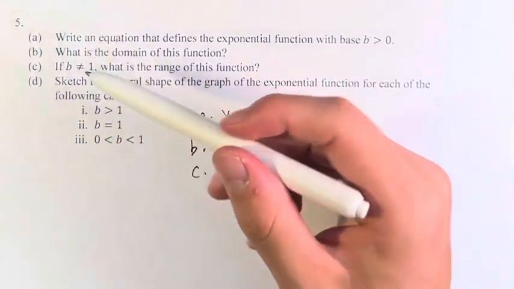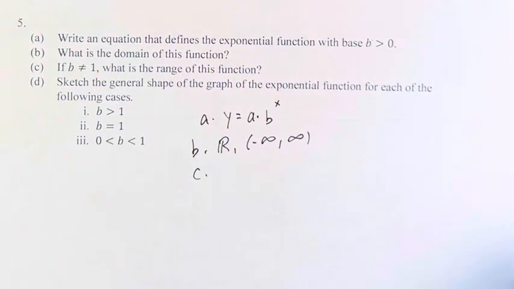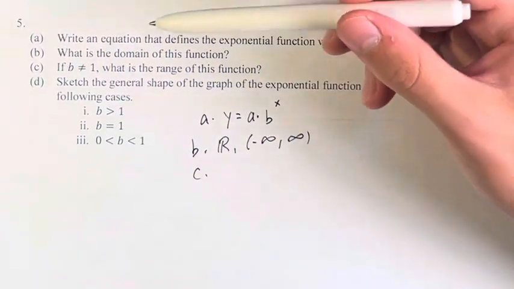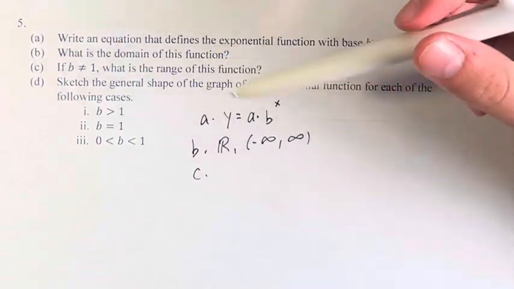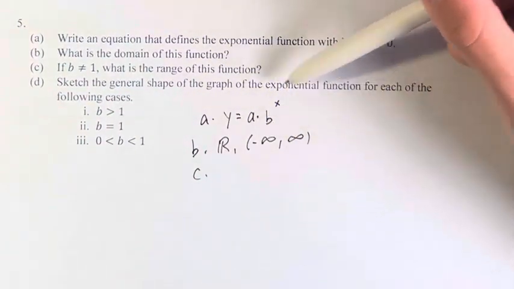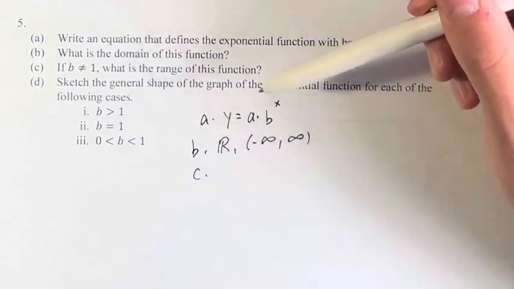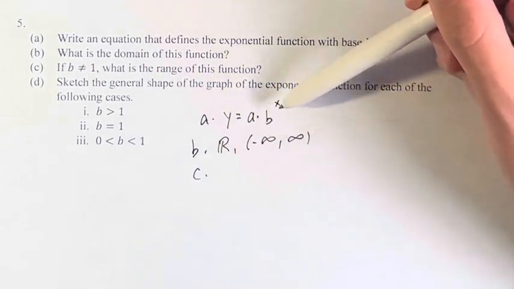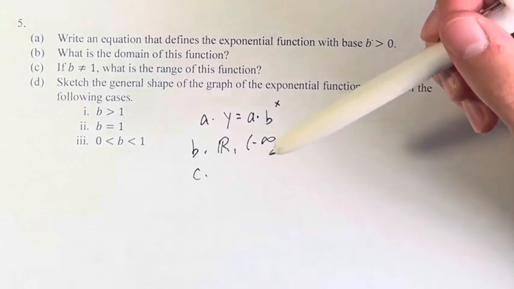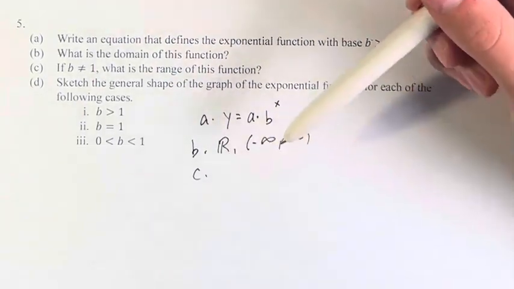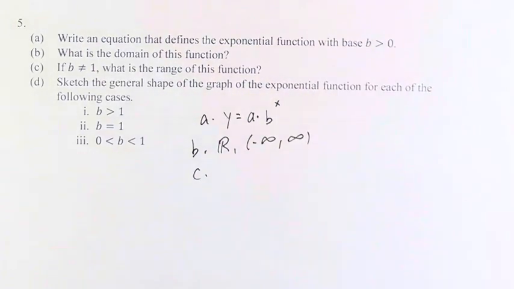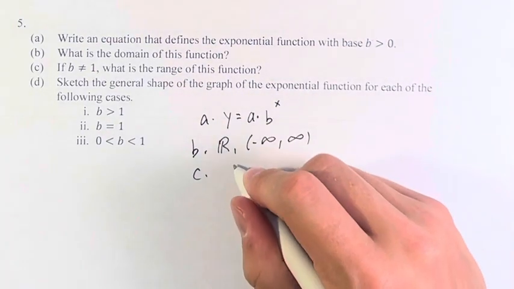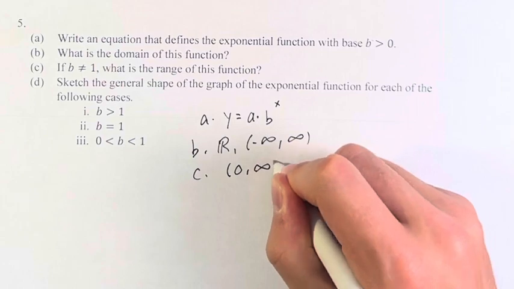If b is not equal to 1, what is the range of this function? Well, what is the range of all the values that this can take? If b to the x were on its own, then it would have the same range as if it was a times b to the x, because it goes from 0 to infinity. How do we know this, right? 0 to infinity.